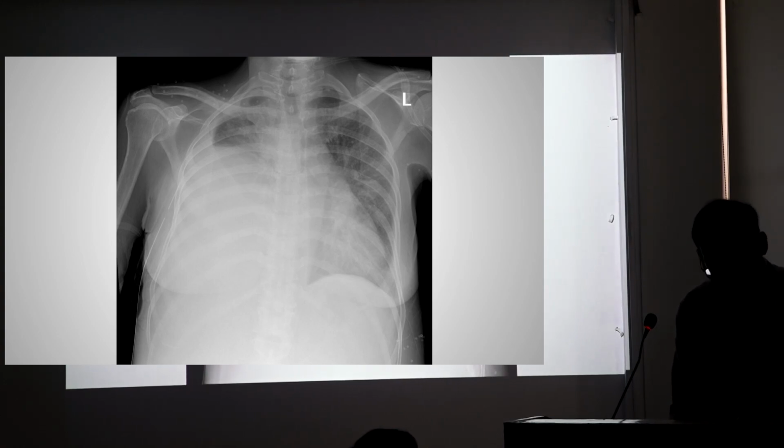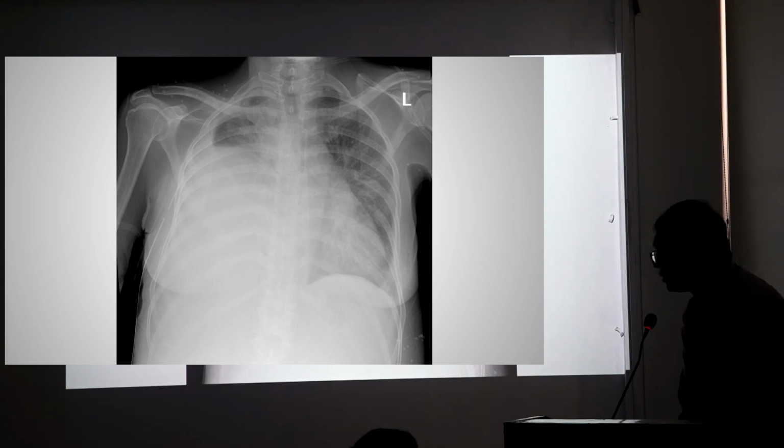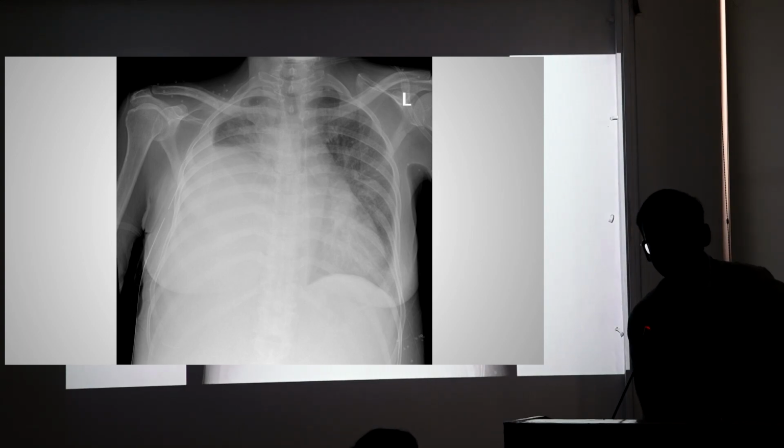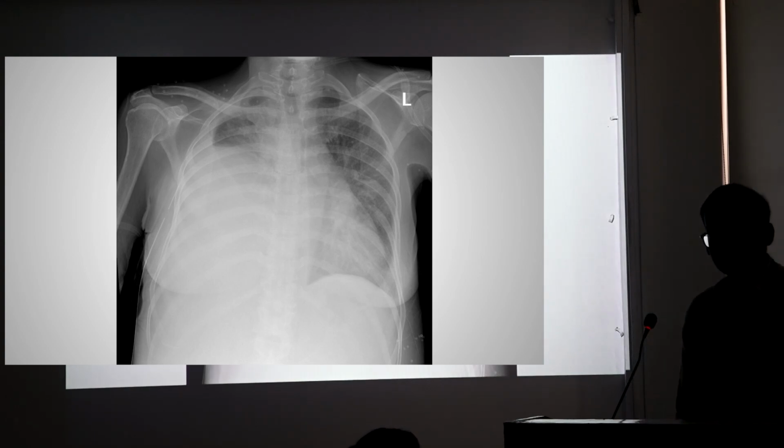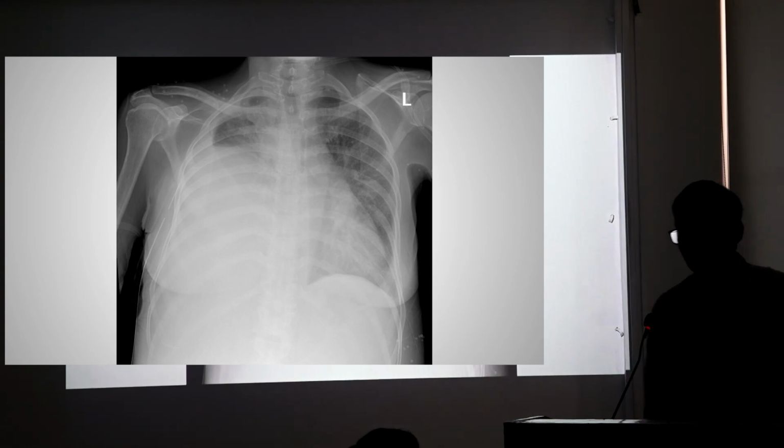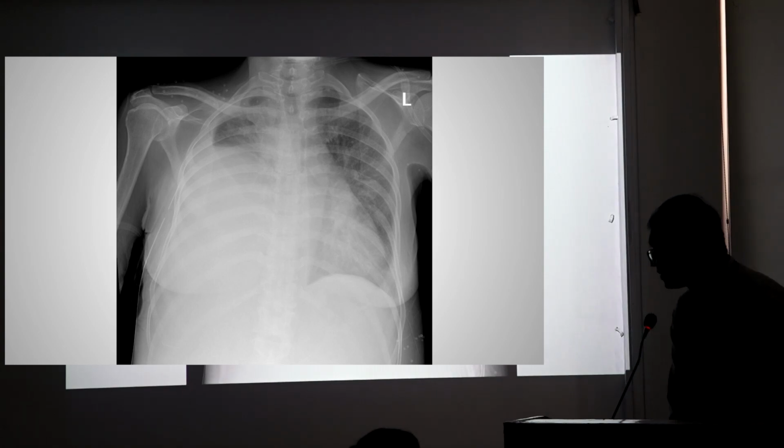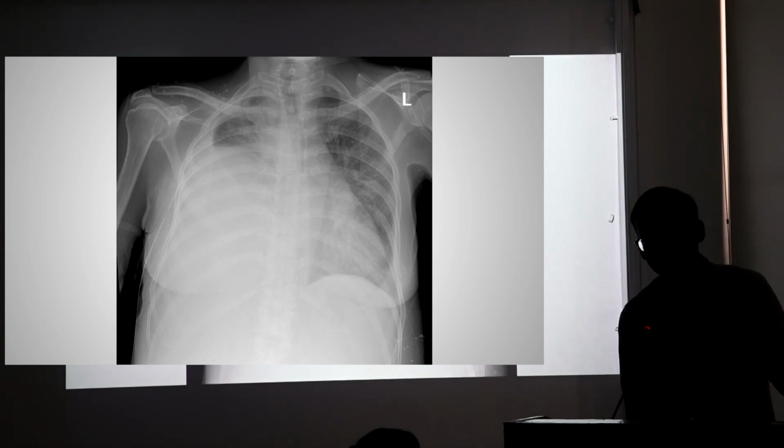So tell me what's wrong with this. What would you like to do? What is the basic pathology we are dealing with over here? Pleural effusion. Fine. If we get such a massive effusion, what would we like to do? Either we aspirate, simple aspiration, or we put a chest drain.